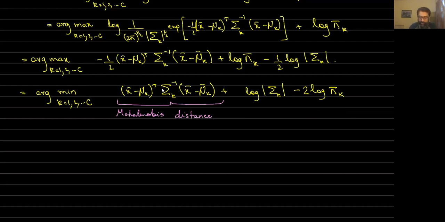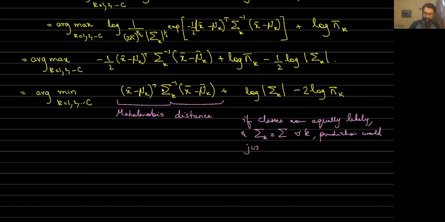Okay? So if I were to ignore these terms for now, so let's say classes were equally likely, and sigma k's were equal to some sigma for all k, in other words, the covariance matrix does not change with the class labels, then prediction would have been equal to what? Prediction would just be to minimize the Mahalanobis distance. Right? That's what your prediction is going to be based on. If they are not equally likely, and if those covariance matrices are not identical across classes, then these are the additional terms that you would have to incorporate as well.